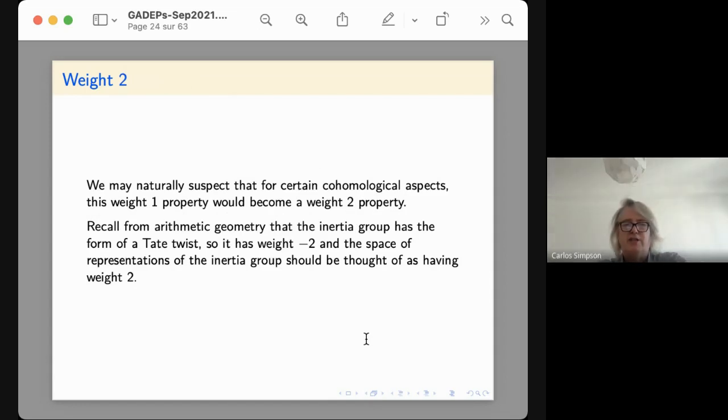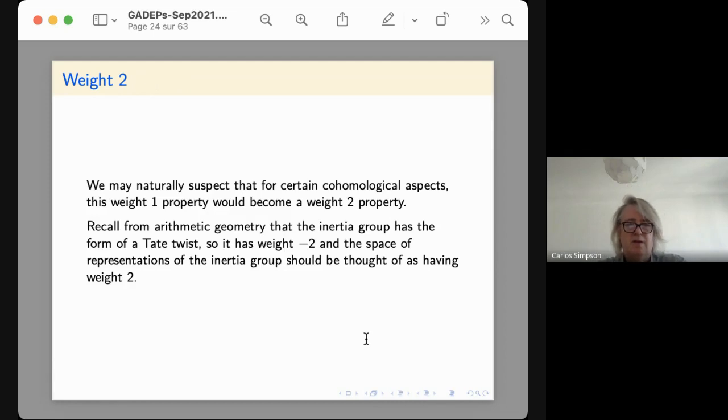Okay, so now on to weight 2. Given this discussion of weight 1 things, you might suspect that somewhere something is going to show up that has weight 2. Because if you look at the mixed Hodge structure on the cohomology of an open curve, you have a weight 1 piece and a weight 2 piece. The weight 2 piece comes from the open part, from the punctures of the curve.